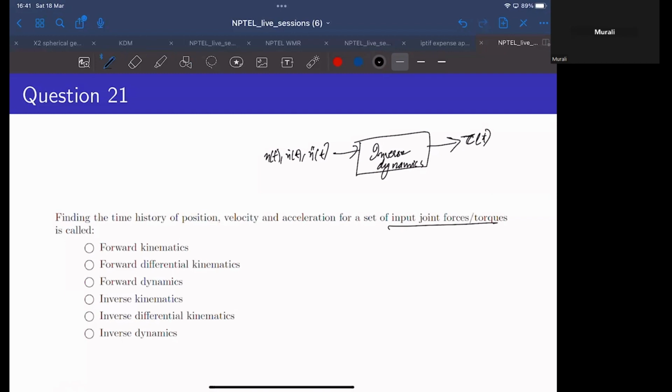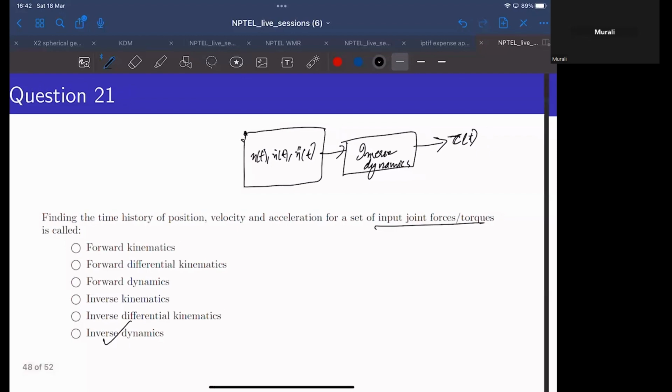Whereas in forward dynamics, we would supply the control inputs to the robot to see how the robot would move in a space, be it in task space or in joint space. But here we are giving the robot the trajectory in terms of position, velocity, and acceleration, and computing the torque that the robot would require to achieve the desired trajectory. So the correct answer is inverse dynamics. That is option 21.